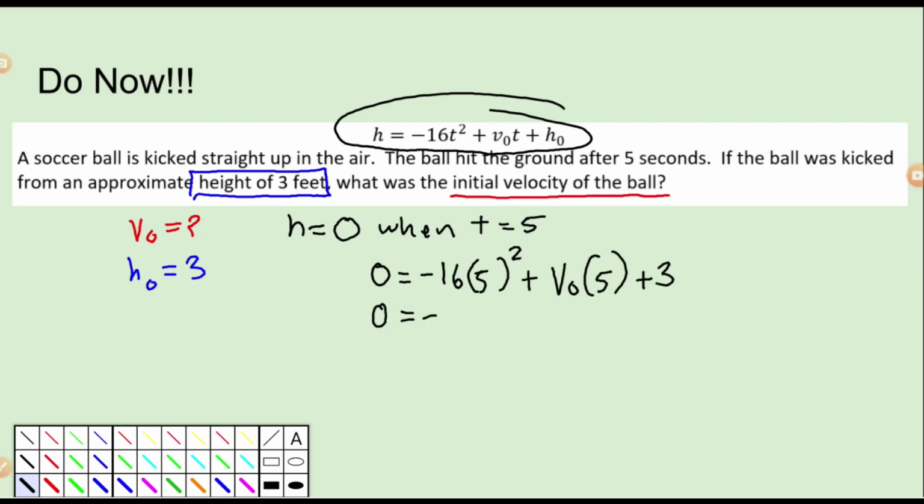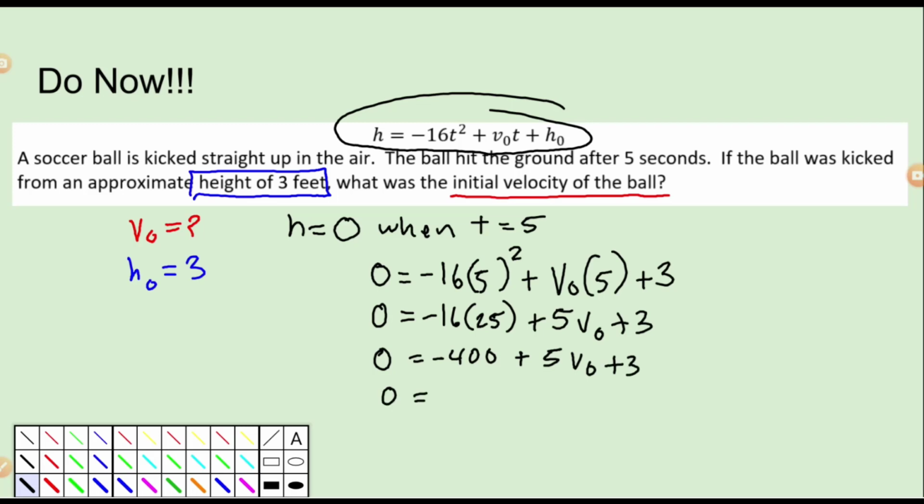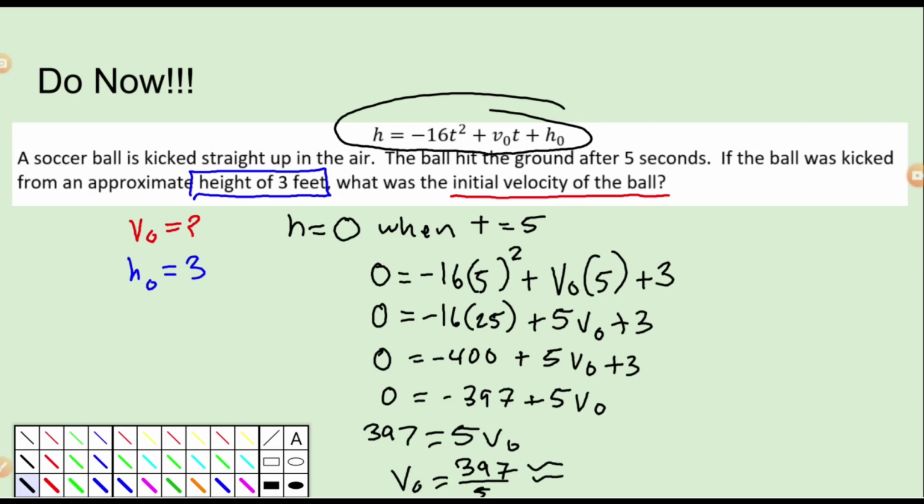So let's work this out. This should be negative 16 times 25, because we're doing 5 times 5, plus 5 times the initial velocity, plus 3. So this is negative 400 plus 5 times the initial velocity, plus 3. So 0 equals negative 397 plus the same thing. All right, we're almost done here, so let's just move this over. We got 397 is equal to 5 times the velocity, and then divide both sides by 5. So my velocity will be equal to 397 divided by 5, and with my calculator, that is approximately 79.4 feet per second. Okay?